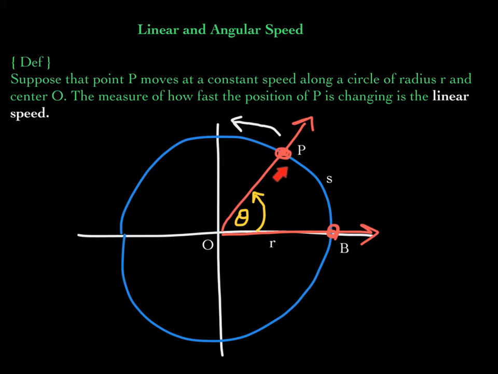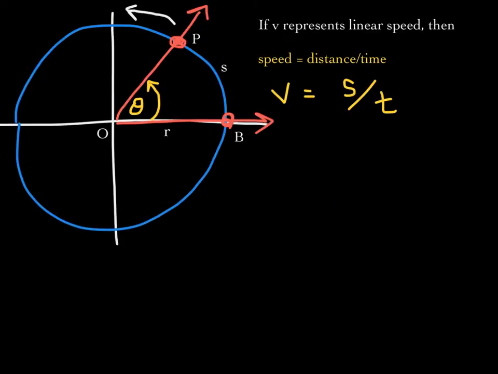So you've got this point P here, and it is moving at a constant speed along a circle, right? And this circle has center O and radius r, and the speed at which the point P is changing is the linear speed. And so if the letter V represents linear speed, then we have this formula.